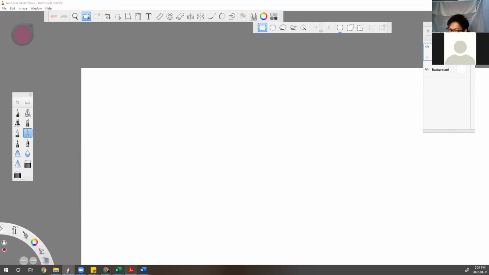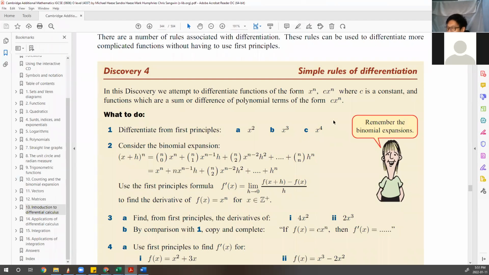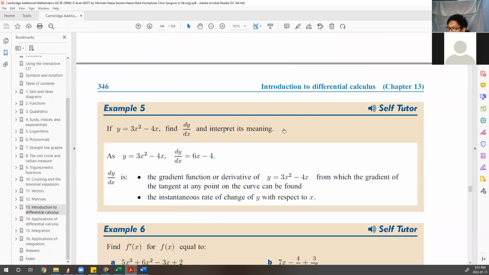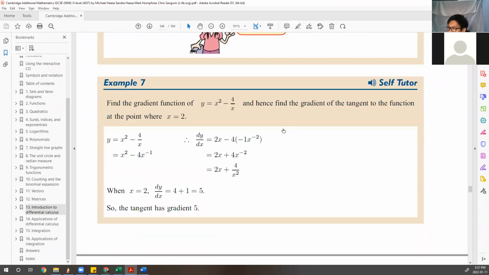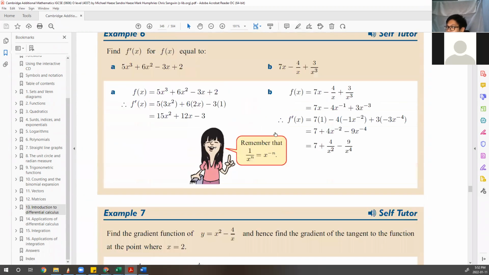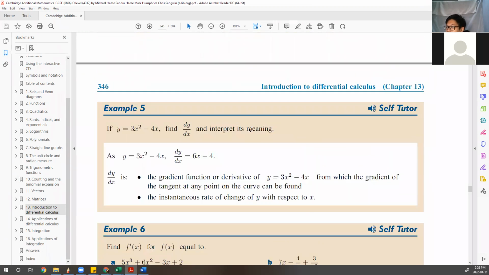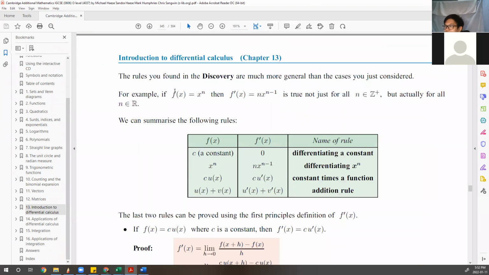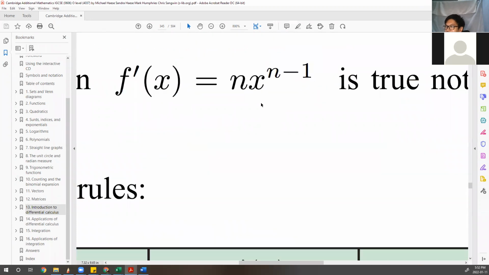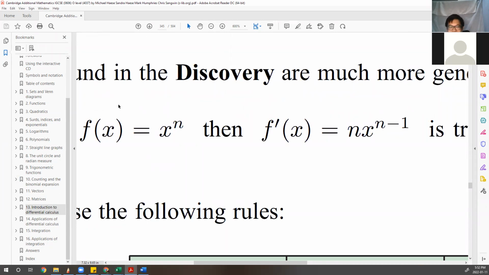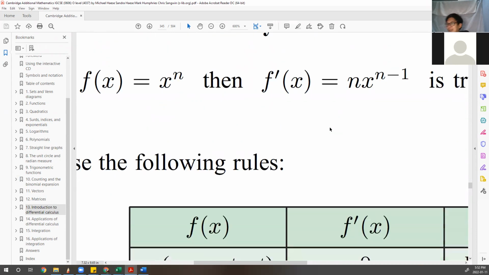So as you can see, the simple rule of differentiation is this. Wait, I don't have to do this. Just go to the conclusion. Wait, where is it? There you go. See this one. If f(x) equals x to the power n, then f'(x) will be n times x to the power n minus 1. Done. Right?